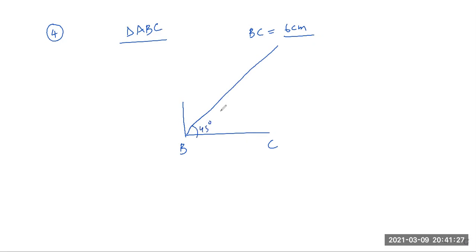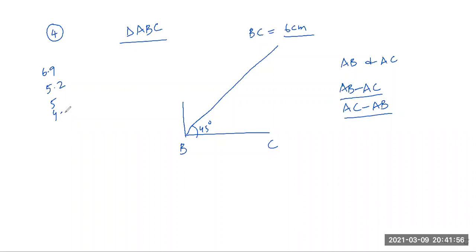It says it's not possible when the difference of AB and AC, well, it may be AB minus AC or it may be AC minus AB, both ways. The difference of AB and AC is equal to 6.9 centimeter, 5.2 centimeter, 5 centimeter or 4 centimeter. It is a really good question. Before answering this question, it's better to understand the mechanism behind it.